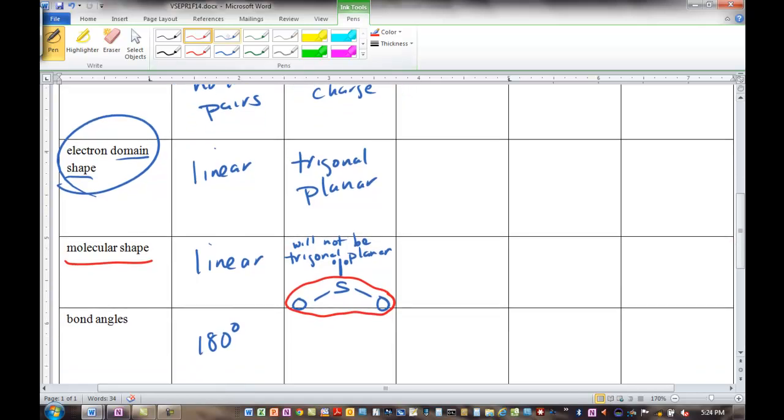Well, that arrangement is quite often called V-shaped. Now, my V is upside down, but if you flip that over, you would see that it's the shape of a V. Also, quite often it is called bent because it's not linear. Sometimes you'll even see it called angular. I think I prefer V-shaped. I think that describes it better. But again, any of those would suffice.